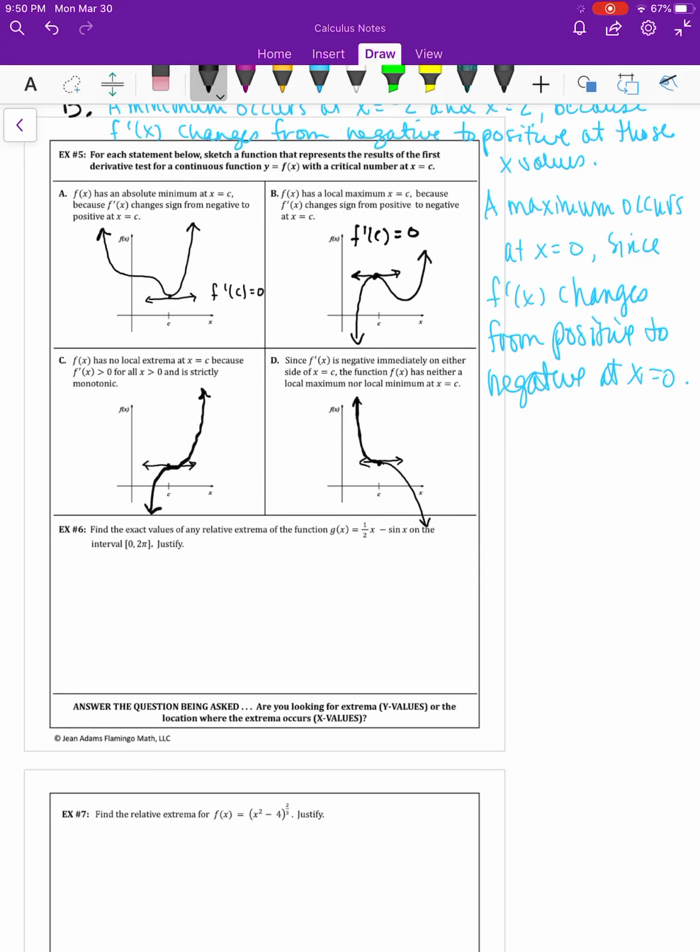All right, so now, example number 6. Oh, shoot.